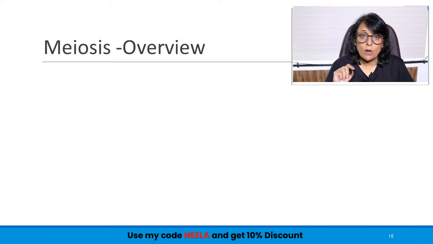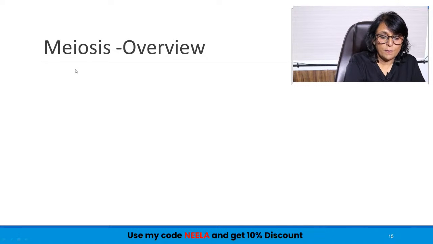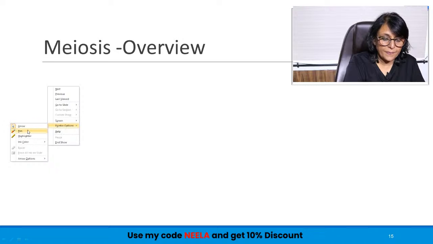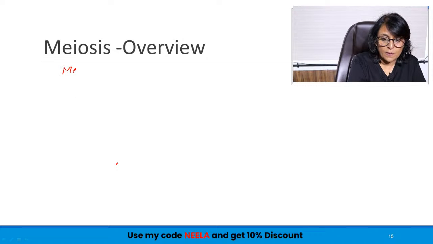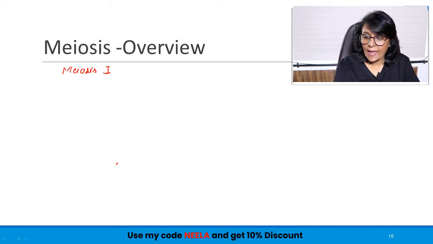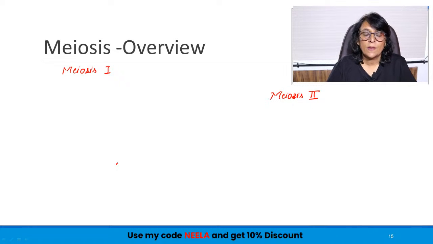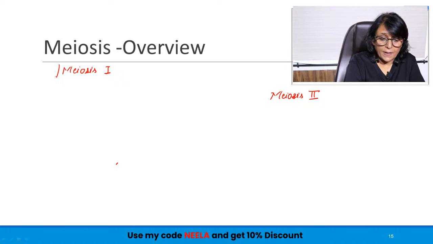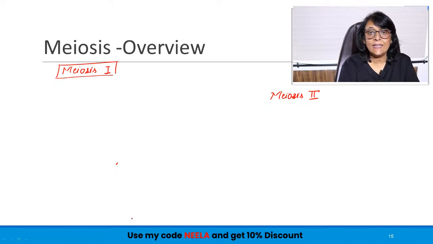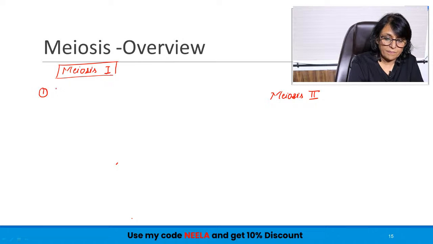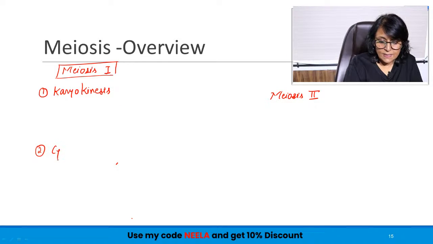We saw that meiosis involves 2 divisions. So we will write those divisions as meiosis I, and I'm going to write it here, meiosis II. Okay, meiosis I is completed in 2 steps. Karyokinesis and cytokinesis.